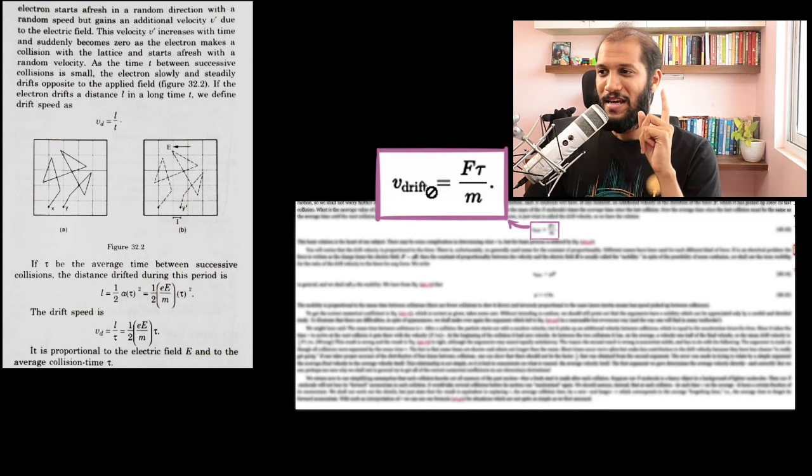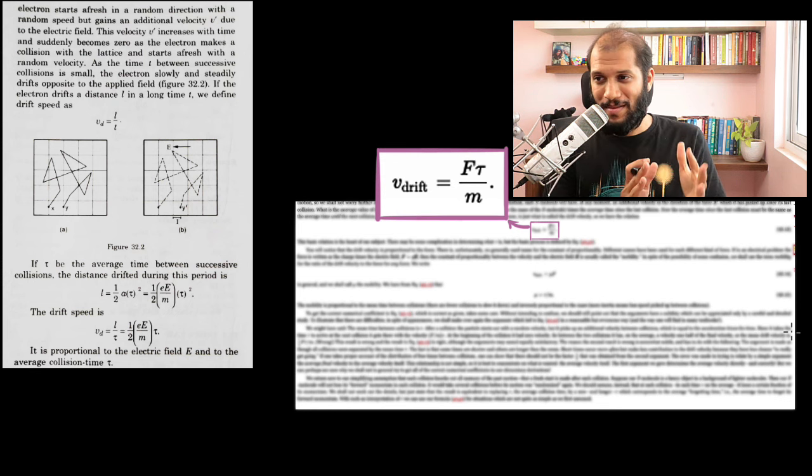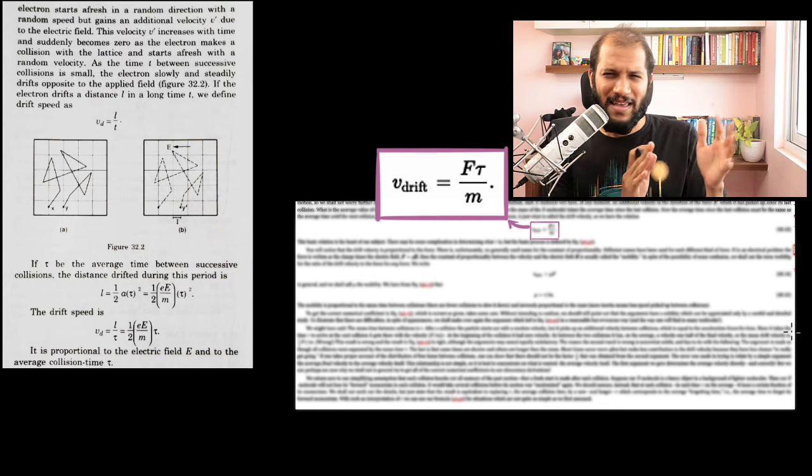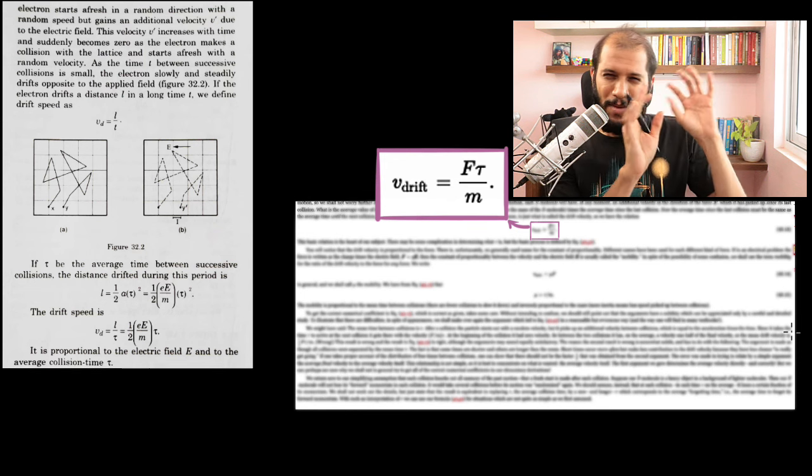In his book, he gets the expression to be, there's no half over there. You can see there's an M and there's a tau, and this E into E is the same thing as force, but there's no half. And the common answer to this discrepancy is that, hey, both results are right. They have made their own assumptions.